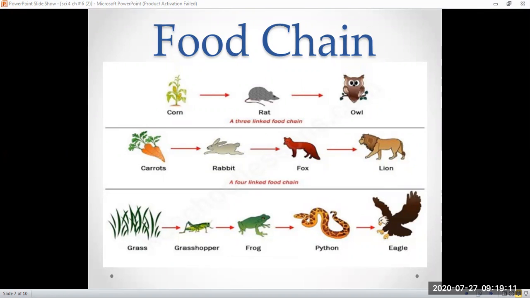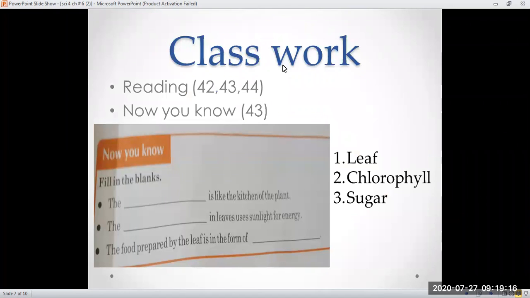Till here, students, we are going to read, and one by one I will call the name of the student who is going to continue the reading, so you can understand by yourself. From page number 42, Making of Food in the Leaves will be read, and the reading will be continued by Maisha.